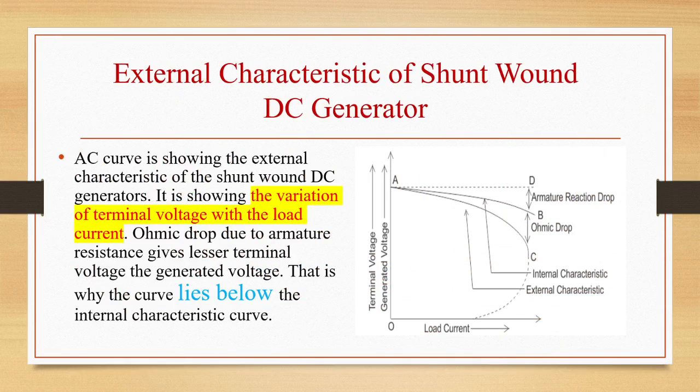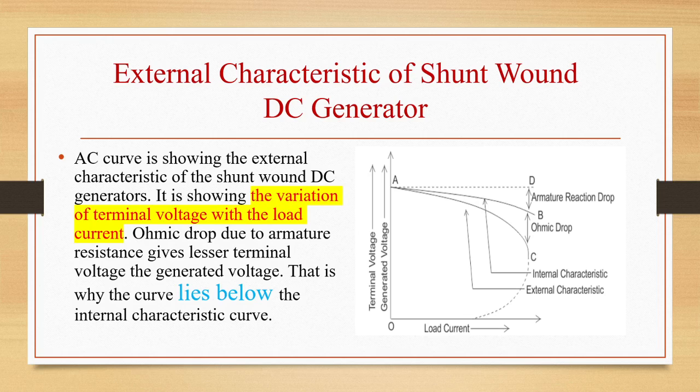The AC curve is showing the external characteristics of shunt wound DC generators, and it is showing the variation of terminal voltage with load current. As load current increases, we can see the terminal voltage is decreasing and slightly it is coming back. The curve is coming back.